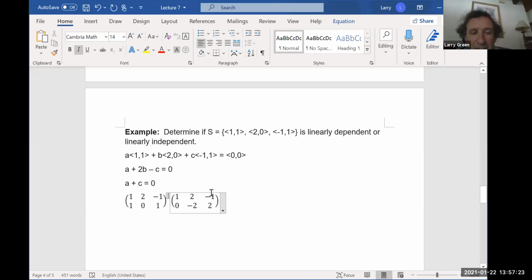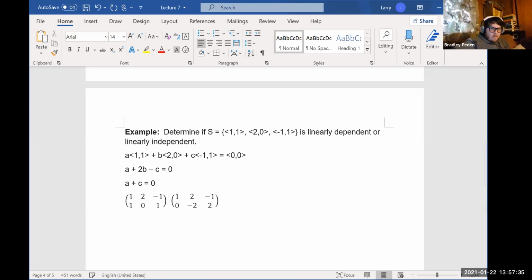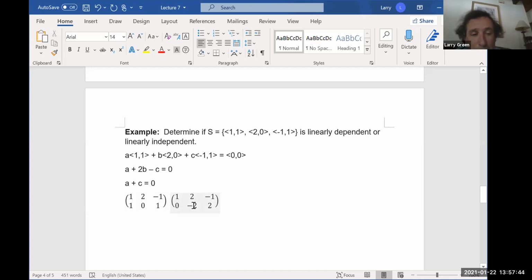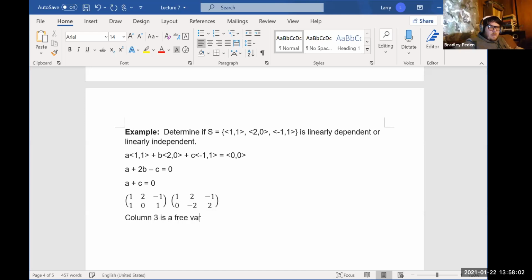But what about the last column? What is the last column going to tell you? What kind of variable is it? Look, it starts with an F. That's a hint. It's our free variable. It's a free variable because notice column 1 and column 2 are going to be the pivot columns. Do you see that? If you want to divide by -2, you can, but it's not necessary. And column 3 is a free variable. And why is that again? Because it's not a pivot.